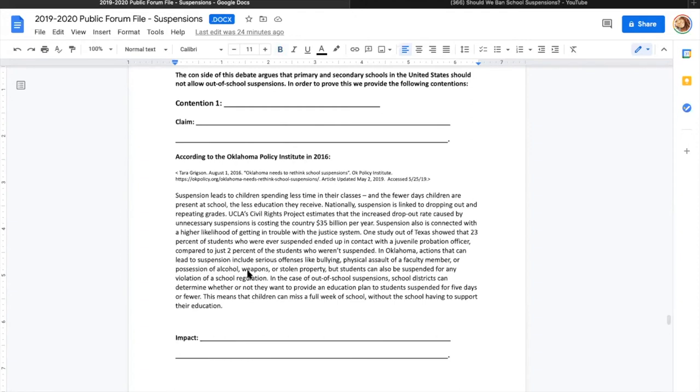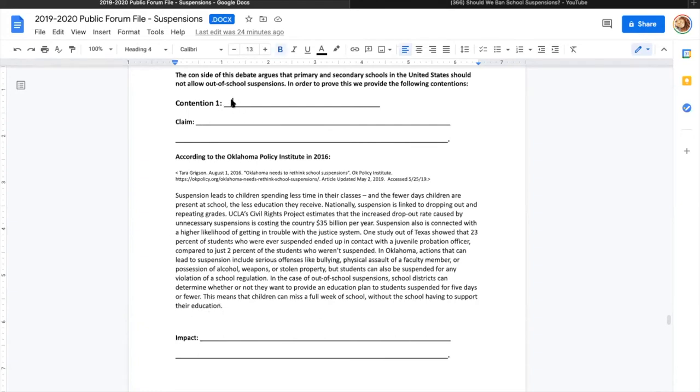In Oklahoma, actions that can lead to suspension include serious offenses like bullying, physical assault of a faculty member, or possession of alcohol, weapons, or stolen property. But students can also get suspended for violating a school regulation. In the case of out-of-school suspensions, school districts can determine whether or not they want to provide an education plan to students suspended for 5 days or fewer. This means that a child can miss a full week of school without the school having to support their education.